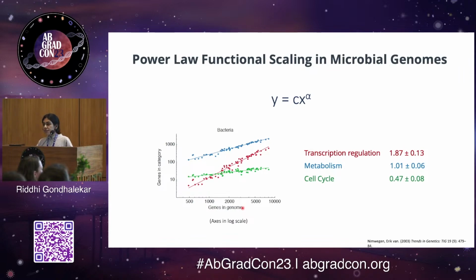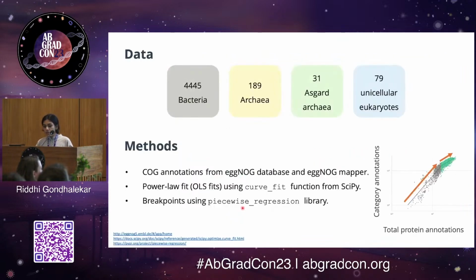So previous studies have shown that genes in a specific functional category scale as a power law of the total number of genes in a genome. So for example, transcription regulation is almost quadratically scaling, which means if the genome doubles in size, the genes in this specific category are going to quadruple. So we have tried to include an expanded taxonomy in our study, and for that we use the EGGNOG database.